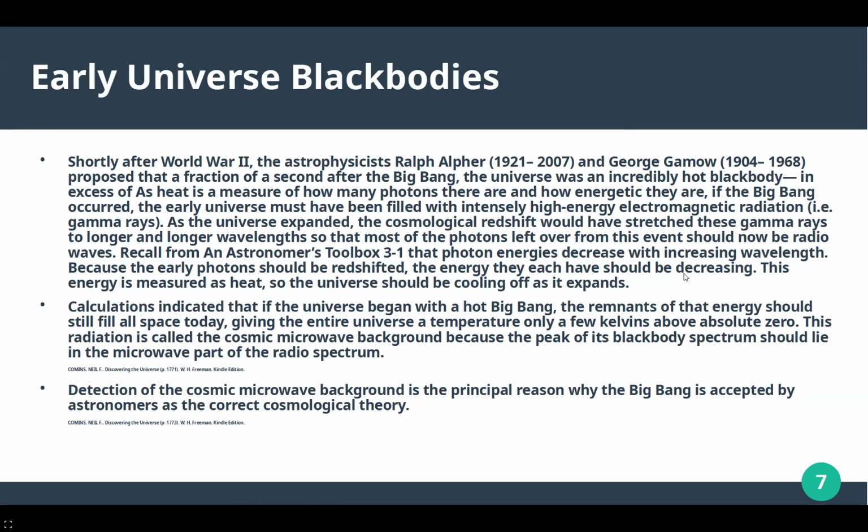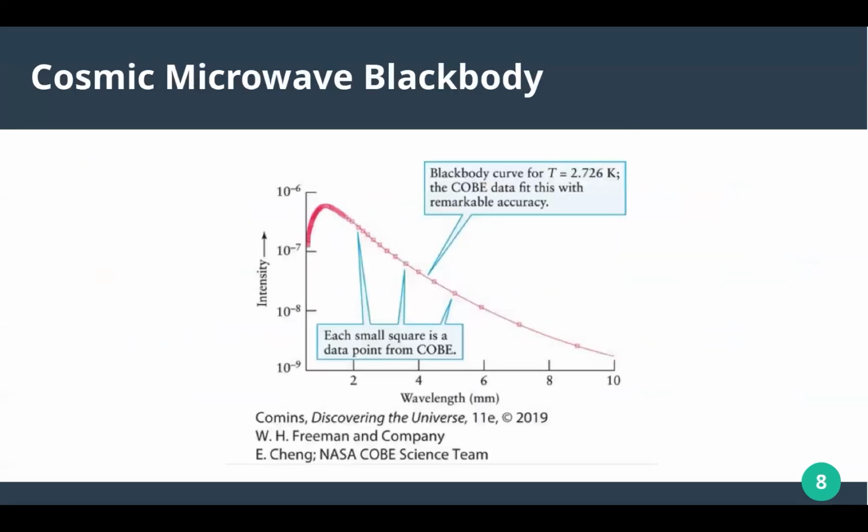Calculations indicate that if the universe began with a hot Big Bang, the remnants of that energy should still fill all space today, giving the entire universe a temperature only a few kelvins above absolute zero. This radiation is called the cosmic microwave background because the peak of its blackbody spectrum should lie in the microwave part of the radio spectrum. Detection of the cosmic microwave background is the principal reason why the Big Bang is accepted by astronomers as the correct cosmological theory. If you look at a blackbody curve for T equals 2.726 Kelvin, the cosmic microwave background data fits this with remarkable accuracy.